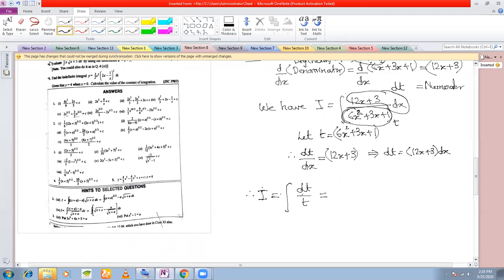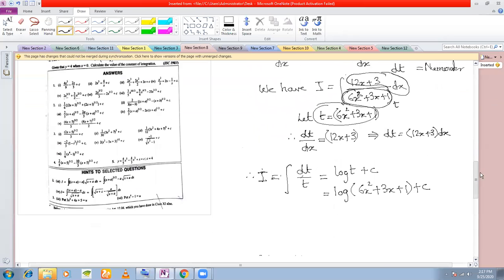And what is the integration of dt by t? Log t, right? Yes, sir. Now what is the value of t? What is the value of t? This I have assumed t to be 6x square plus 3x plus 1, plus c. Understood? This is the way method of substitution is carried out.